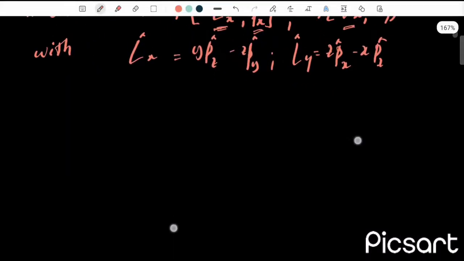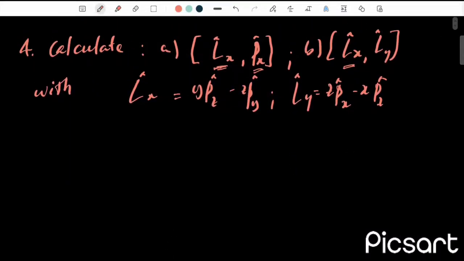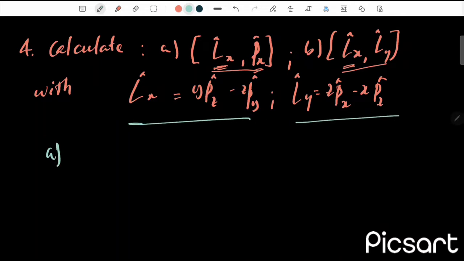Everyone, welcome to this video where we will continue solving problems with the commutators. Here we will solve these two commutators of angular momentum: the commutator between angular momentum and linear momentum, and also this, which is the commutator between different components of angular momentum. We will begin solving the first one, and we have this definition for both.